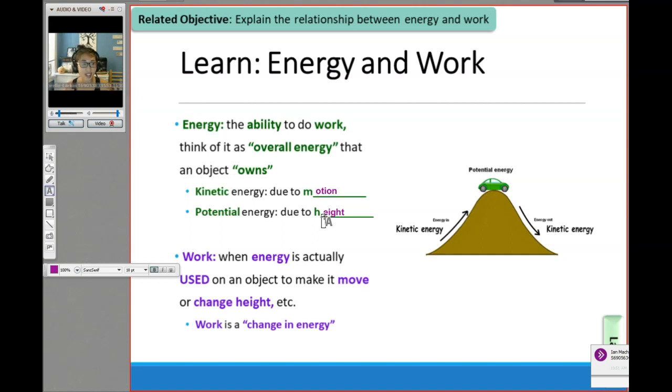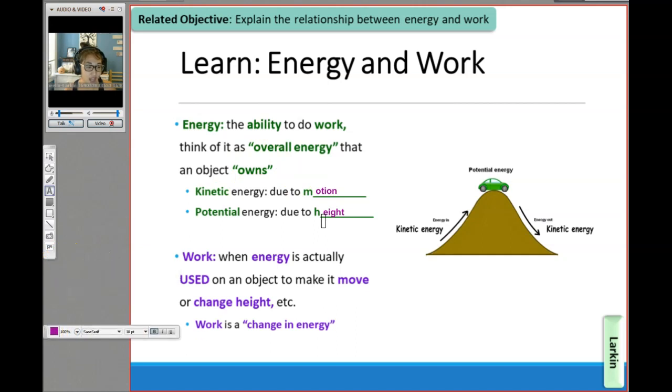Now, work, on the other hand, is defined also using the word energy, which gets a little bit confusing, but just roll with it. It is very hard to define energy and work, and even scientists find it hard to define these really well. So work is when energy is used to actually move the object or change its height. So work is the change in energy. I know that's confusing. Energy is the ability to do work, whereas work is the change in energy. You're defining them with each other, which isn't great. But think of it this way: energy is the total energy that the object actually has, whereas work is when you actually do something with that energy. So when you're actually changing the energy, when you're doing something to the object.